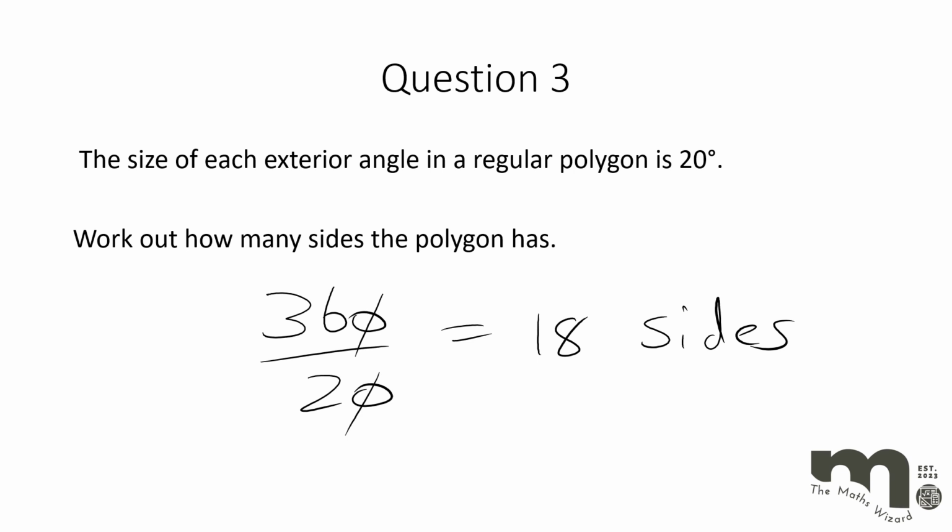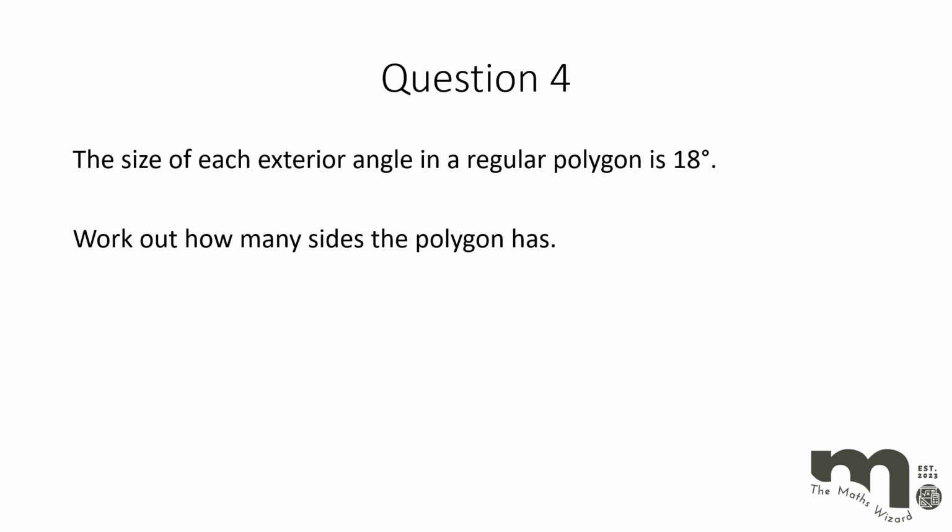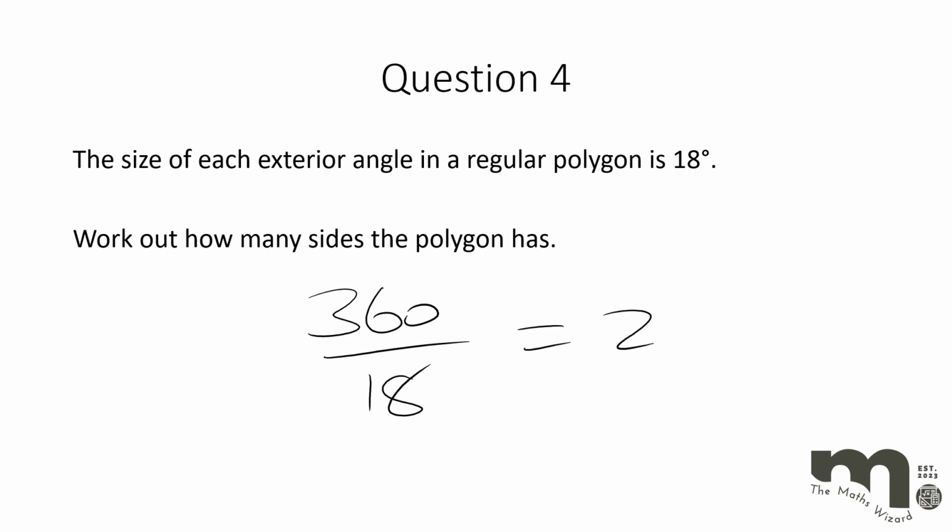All right, let's have a look at the next one then. This time, the size of each exterior angle is 18 degrees. Once again, I would like you to work out how many sides this shape has. Okay, so this time we're doing 360 divided by 18. Well, 36 divided by 18 would be 2, but you've got this extra 0 here. So we will have 20 sides on this one.